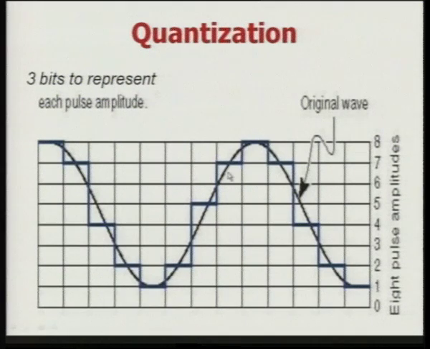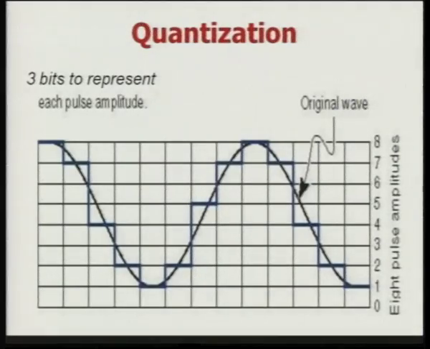Okay. And you can see that there is some error in the representation, which is what we refer to as the quantization noise or the quantization error. Now, what is the error? You can see that the actual value is somewhere around 7.5 or something like that, whereas you represent it as 7. So, this is one of the problems that you may run into when you do this quantization.